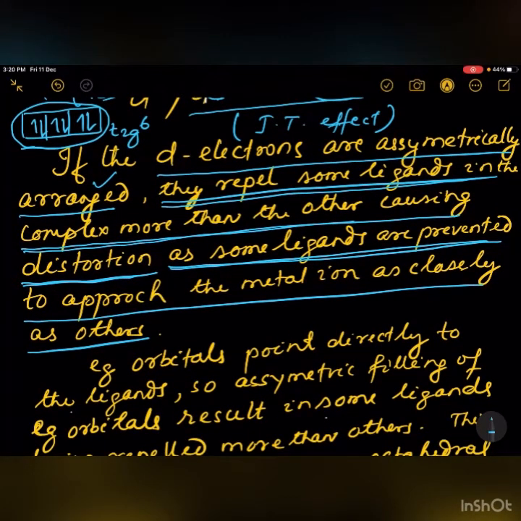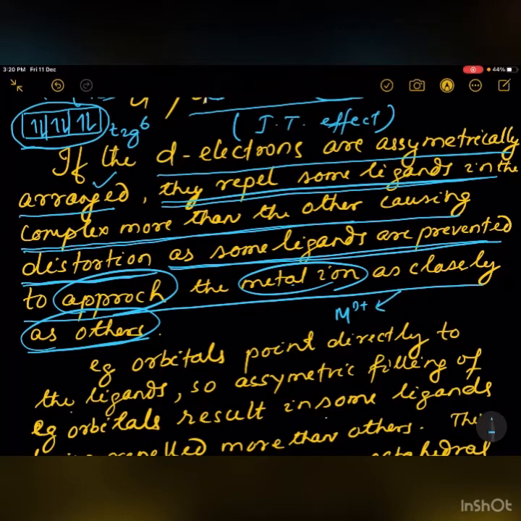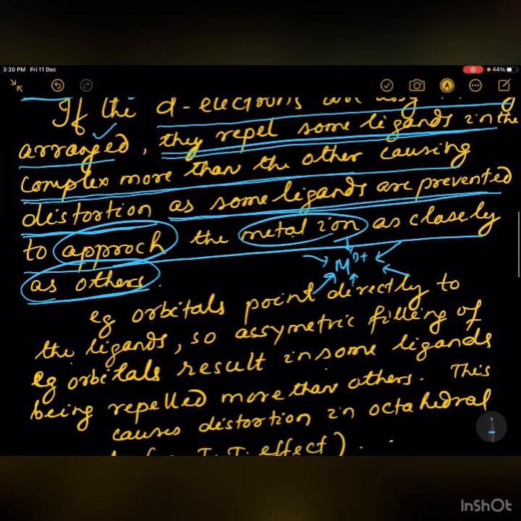Some ligands are prevented from approaching the metal ion as closely as others. Some will closely approach, some will not closely approach the metal ion. Suppose this is the metal ion at the center, some ligands will approach closely and some ligands will not approach closely. EG orbitals point directly to the ligands.